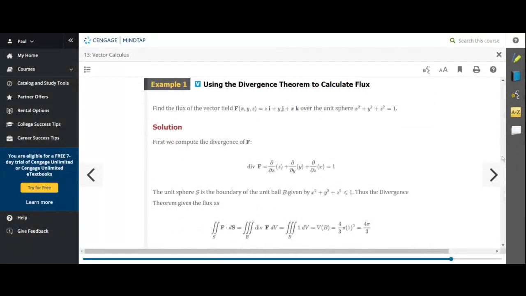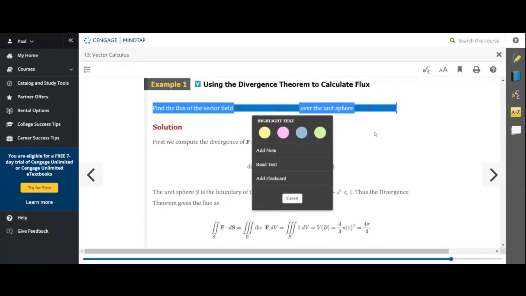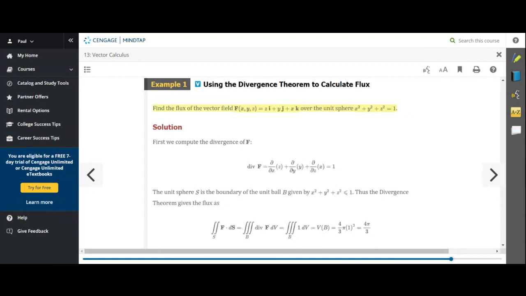Okay. So here's example one. Let me just highlight it here. What we want to do is find the flux of the vector field over the unit sphere given by x squared plus y squared plus z squared equals 1. So we compute the divergence of the vector field F, and that turns out to equal 1.